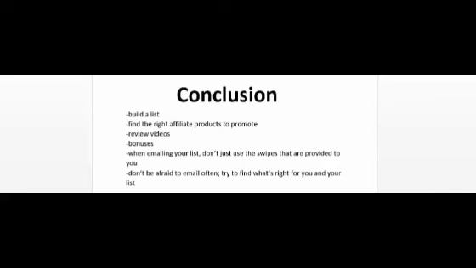Okay. You have to create incentives for your customers and subscribers. And as I stated earlier, there is a lot of competition out there. So you have to give them a reason why they should buy from you. Okay. Now, some other tips here. When you're emailing your list, don't just use the swipes that are provided to you, because a lot of these affiliate products have email swipes that you can just copy and paste into your autoresponder. Okay, now you don't want to do that.